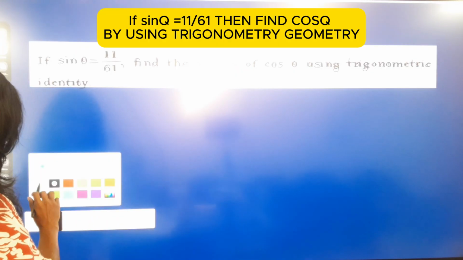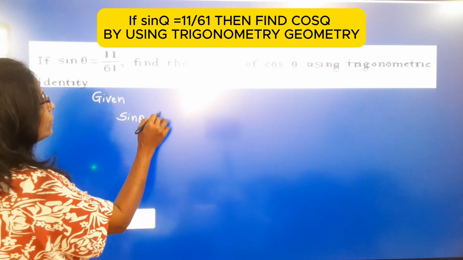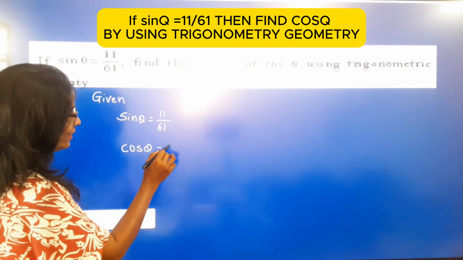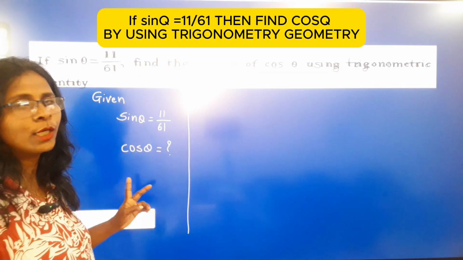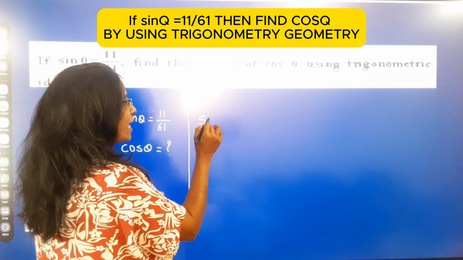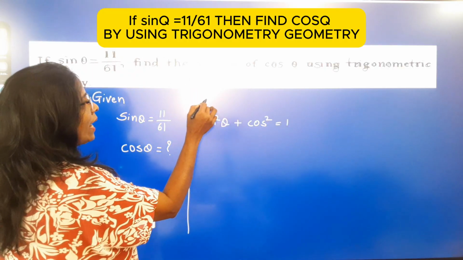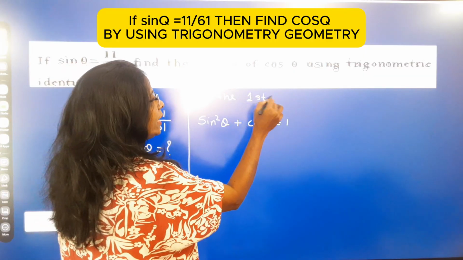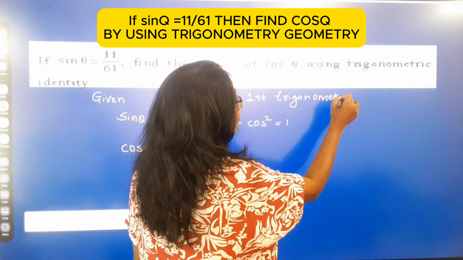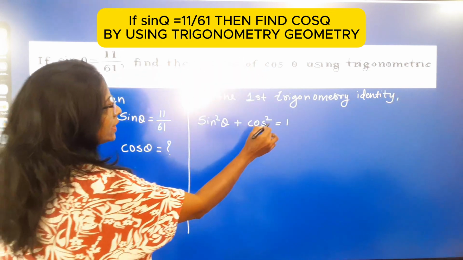So now here students, first we write the given, and the given is that the value of sin theta is equal to 11 upon 61 and we have to calculate the cos theta. So now here students, there is a relation between the sin theta and the cos theta. So there is a first identity of trigonometry and that is sin square theta plus cos square theta is equal to 1. So I write that by the first trigonometry identity. Sin square theta plus cos square theta is equal to 1.